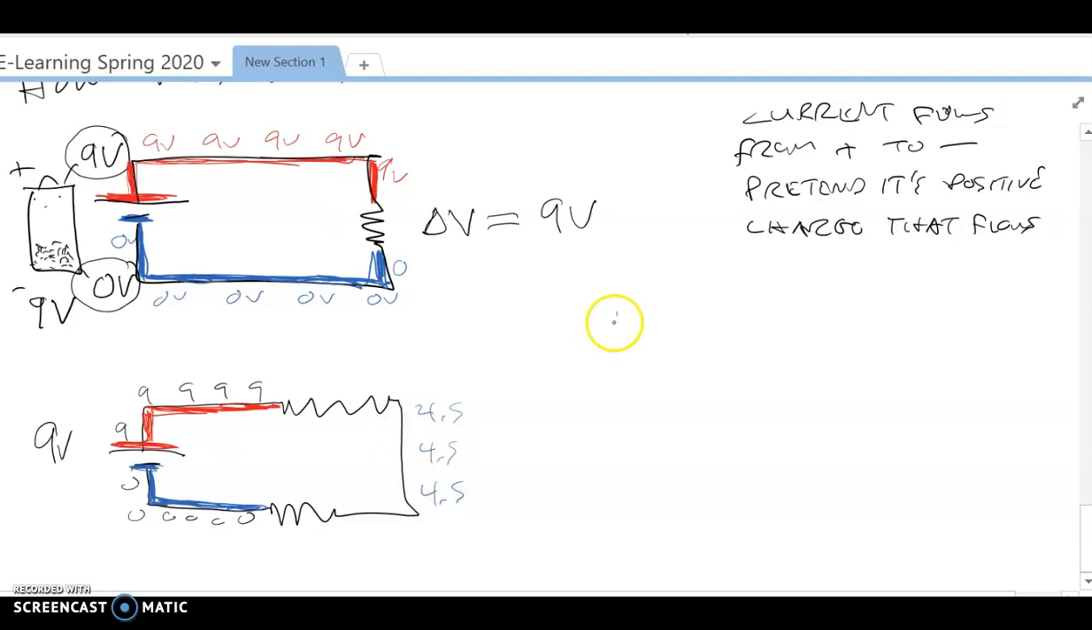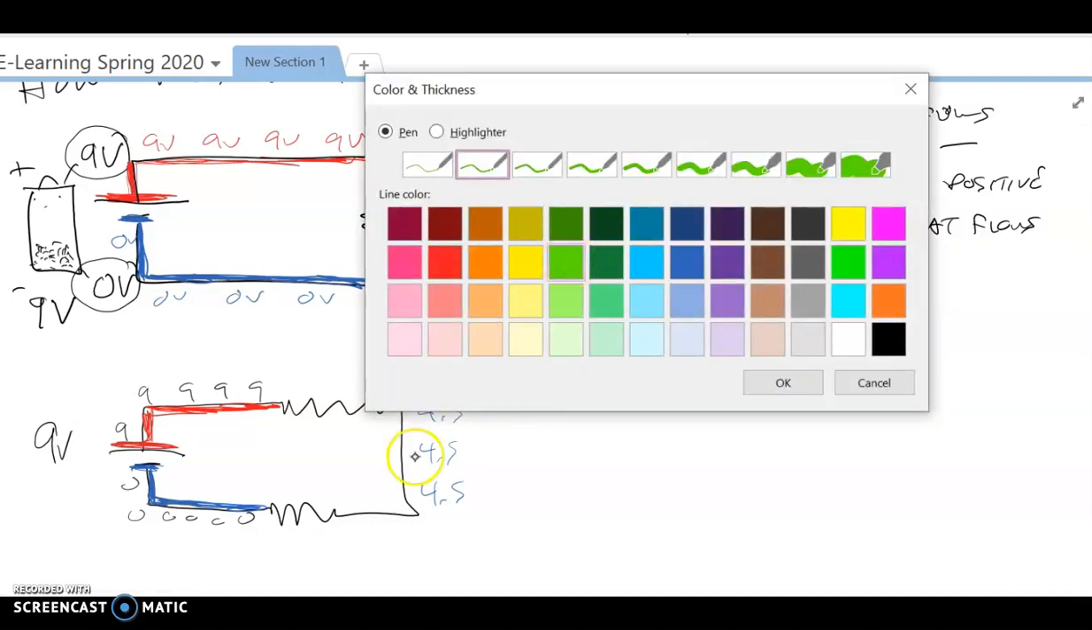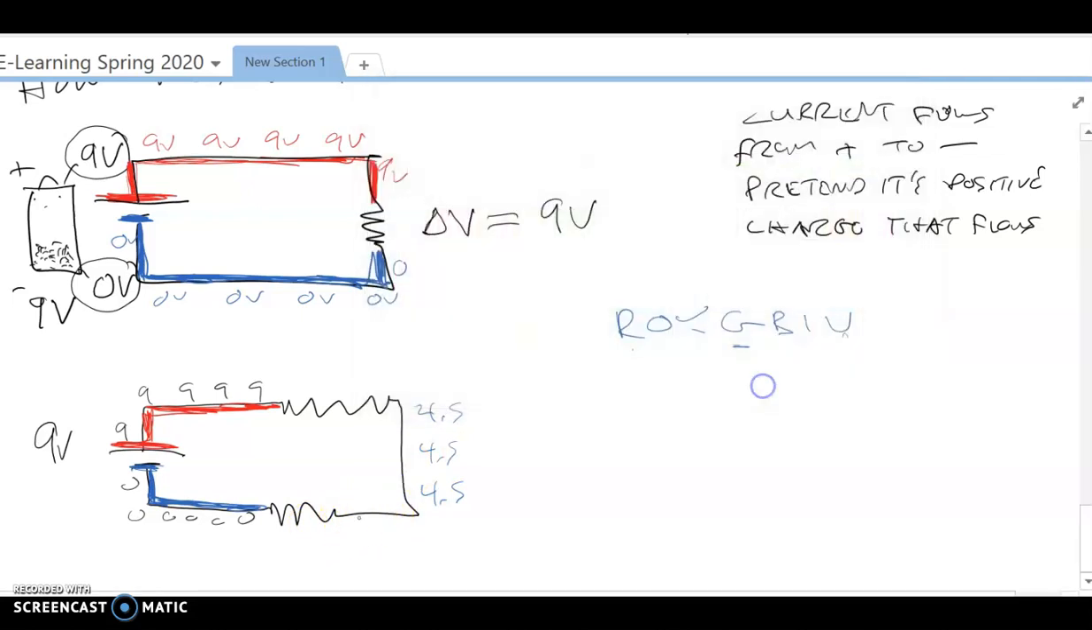And what color in the old Roy G. Biv is right directly between red and violet? Green. So we would color these ones in the middle green. And this color coding helps us figure out that it goes from 9, loses some to get to 4.5, stays 4.5 till it gets to that resistor, loses the rest to get to 0. All right, that's going to get you started.